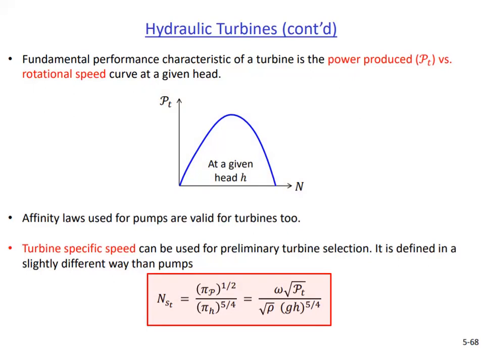Turbine-specific speed is a special combination of the power coefficient and the head coefficient such that the diameter is eliminated. Similar to pumps, it is used for quickly deciding on what type of turbine is the most suitable for the job.